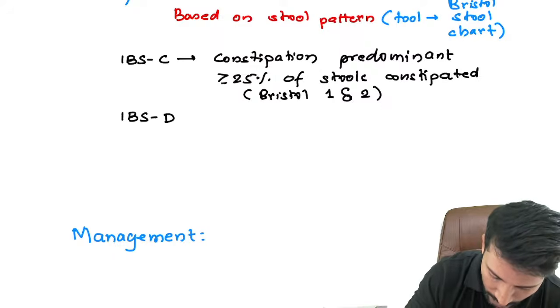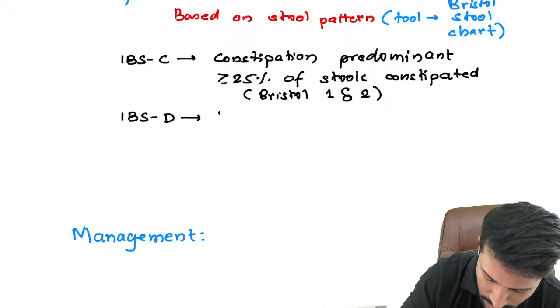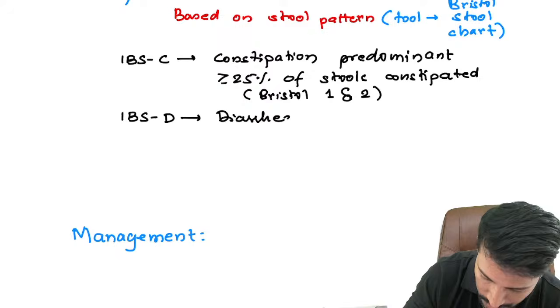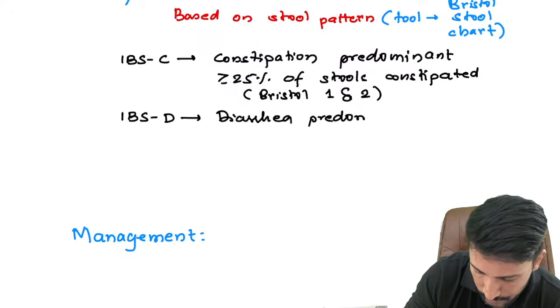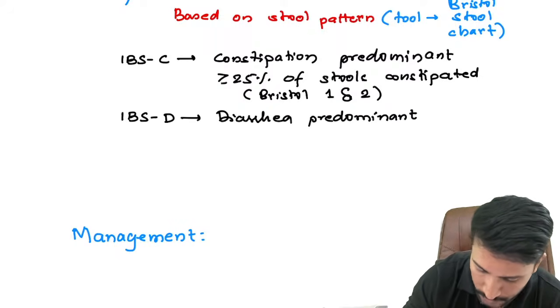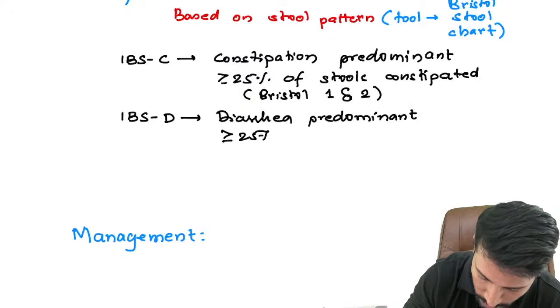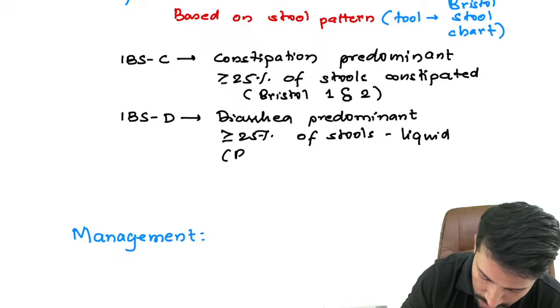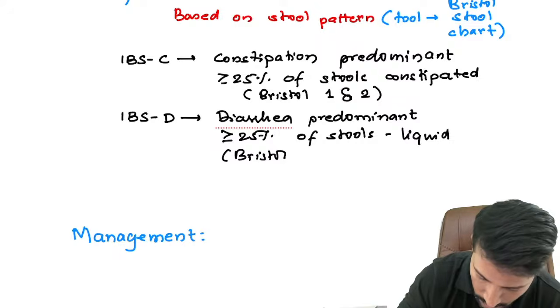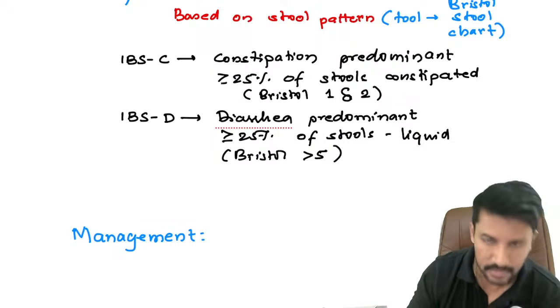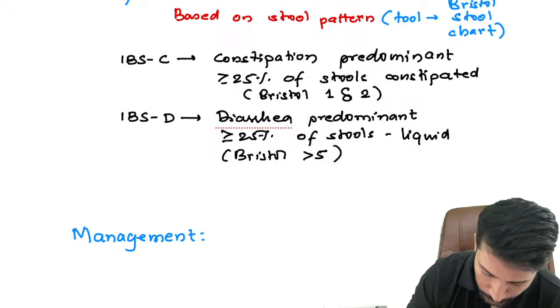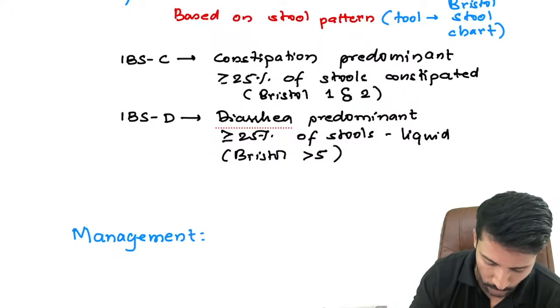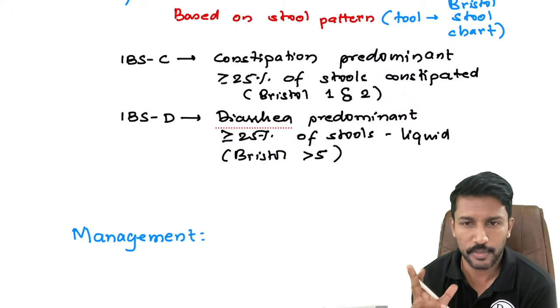Okay, so then IBS-D. If the patient is diarrhea predominant, more than or equal to 25% of stools are liquid in consistency, which is Bristol chart higher than 5, meaning 5, 6, 7. And if they do not meet these criteria, we will call them unclassifiable or pain predominant.